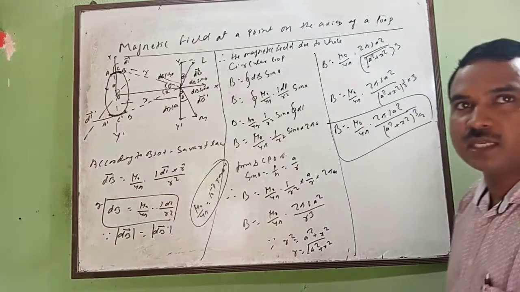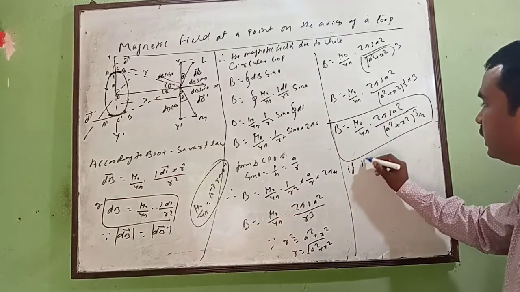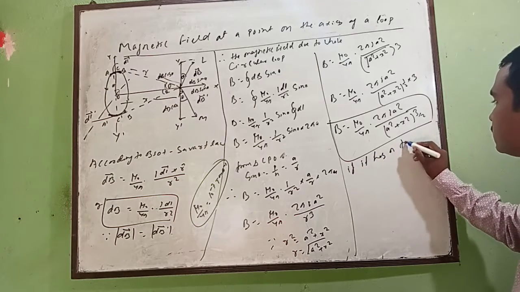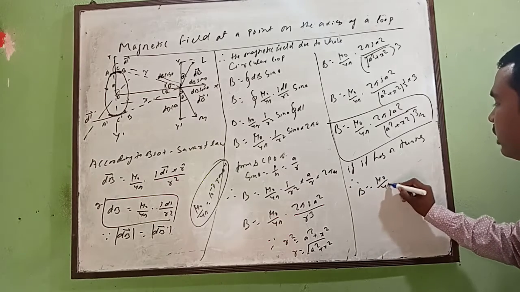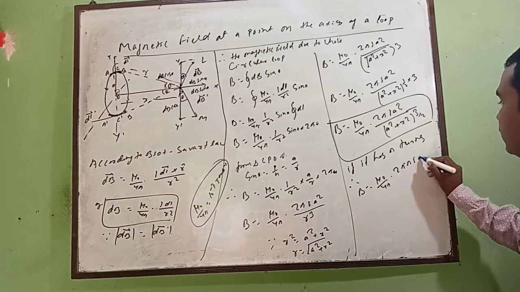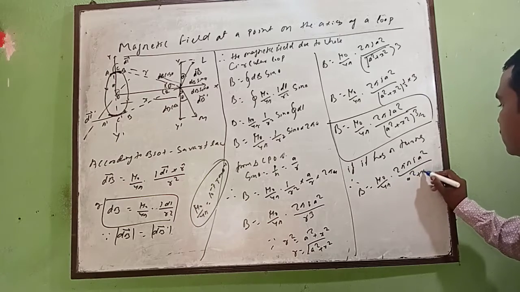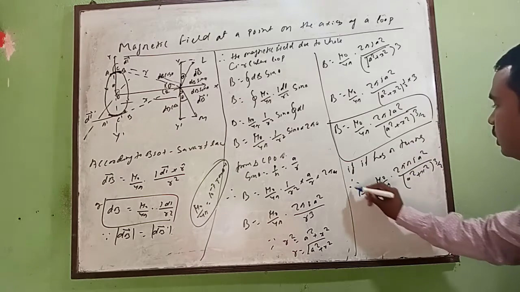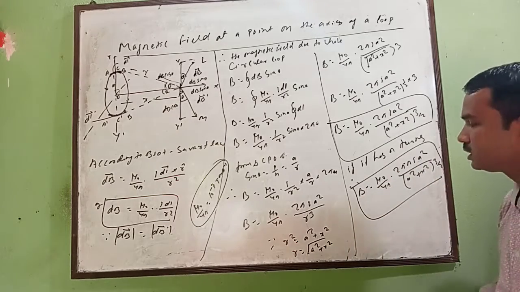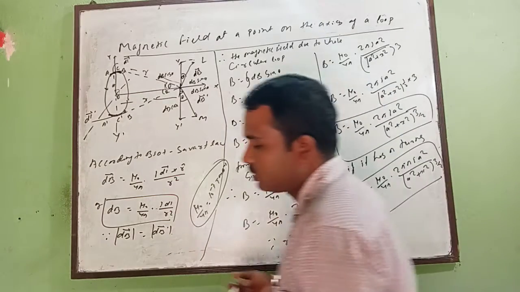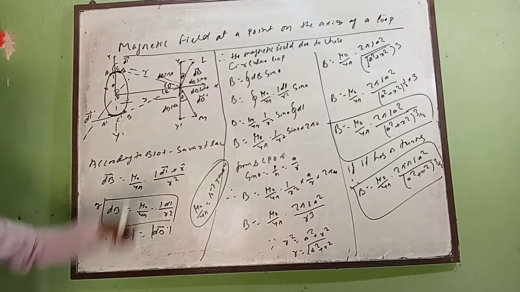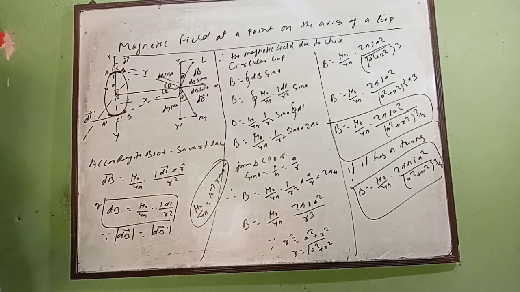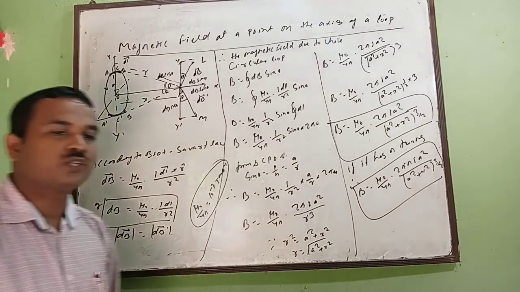But suppose that there are n turns. If it has n turns, therefore B is equal to mu naught by 4 pi into 2 pi n I A square divided by A square plus X square to the power 3 by 2. So this will be the correct answer whenever you take a circular loop. This means we got the result for the magnetic field at a point on the axis of a loop.